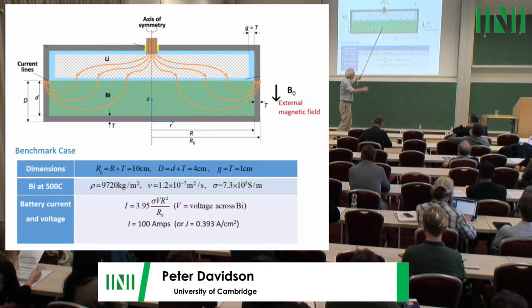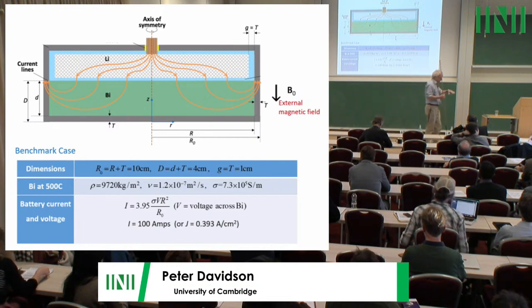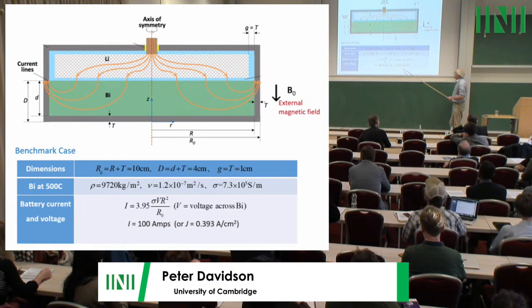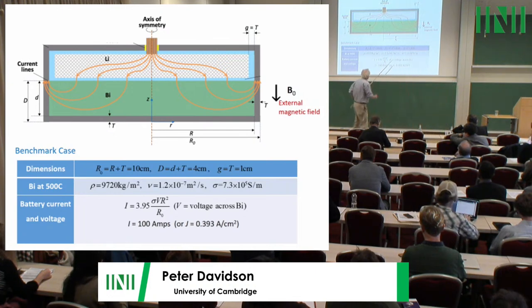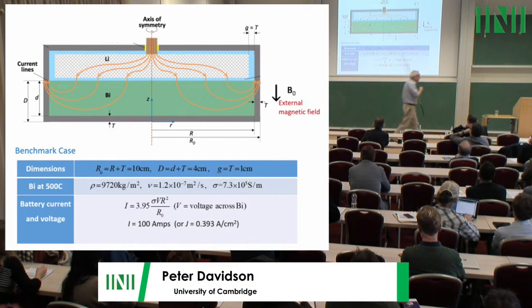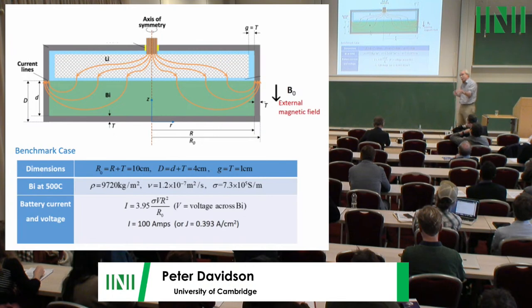The electrolyte may be 5 millimeters thick. Actually, we made it 1 centimeter, which is rather thick. We'll take the current passing through the cell to be about 100 amps. I think that's not unreasonable. And from that, we can work out what the voltage drop across the bismuth is from this expression here, which just says essentially the current is some number times the conductivity of the bismuth, the voltage drop across the bismuth, times the lateral dimension of the cell. Okay, so that's the benchmark case, which I'll come back to just to keep reminding you of orders of magnitude effects.